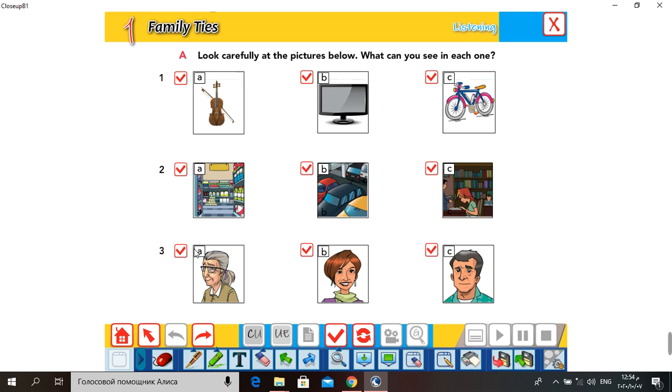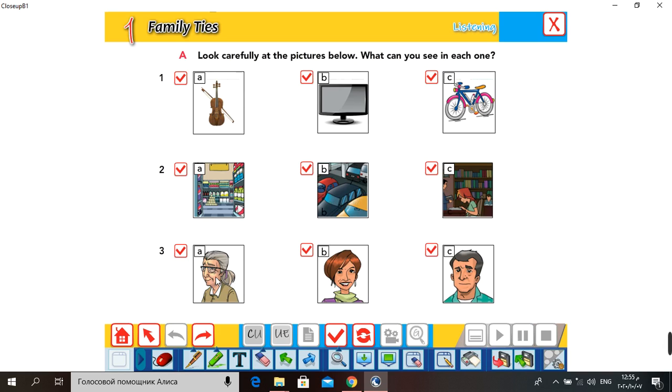Okay. Now I want you to look carefully at the pictures below. What can you see in each picture? Try to name each item and place or person that you can see. In the set of pictures in number 1, A, you can see a violin. B, this is a television, and in C, this is a bicycle. In number 2, A, you can see a supermarket. B, this is a car park, and in picture C, you can see a library.